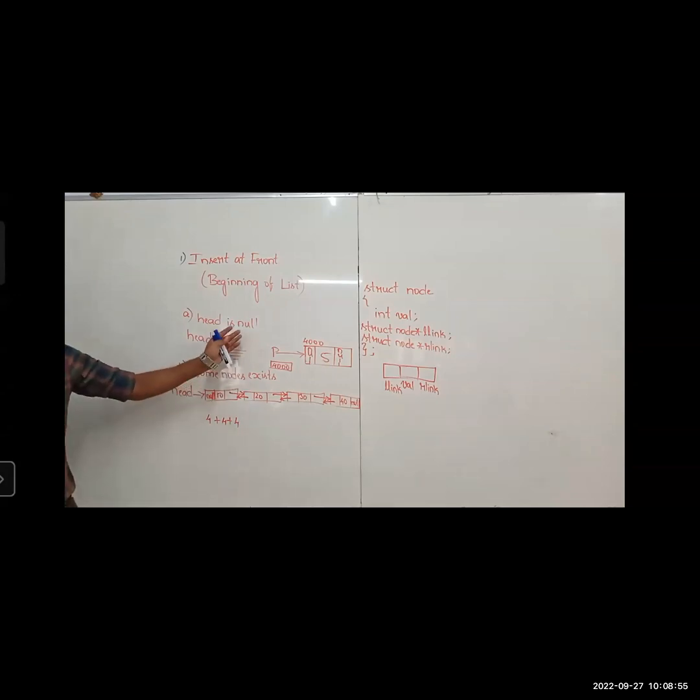Okay. So now I want to place this node at the beginning of this list. But you think and tell me, in this list, is there any nodes? No, it is not pointing to anywhere. It is pointing to null. Means what?